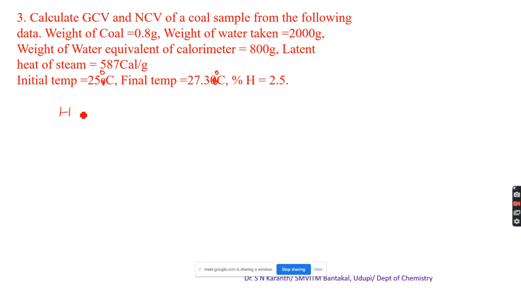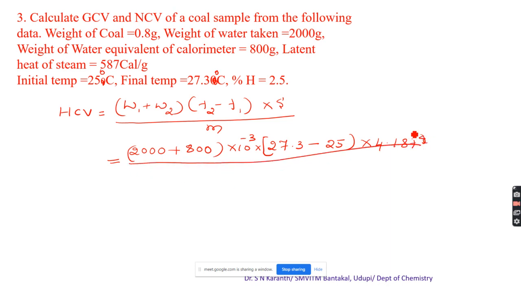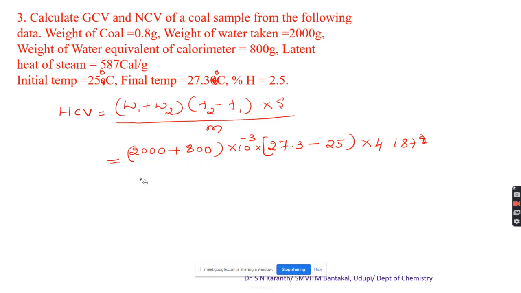First you write the formula: higher calorific value equals (W1 plus W2) into (T2 minus T1) into S divided by M. Here W1 is 2000 plus W2 is 800, into 10 raised to minus 3, into 27.3 minus 25, that is the rise in temperature, into 4.187, divided by the mass of coal, 0.8 into 10 raised to minus 3.